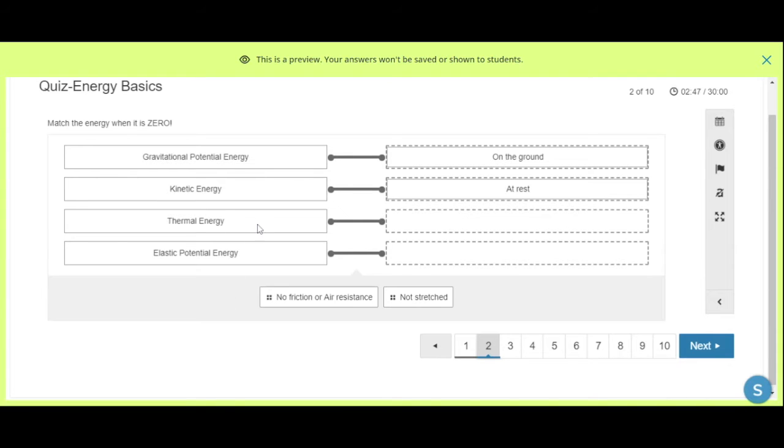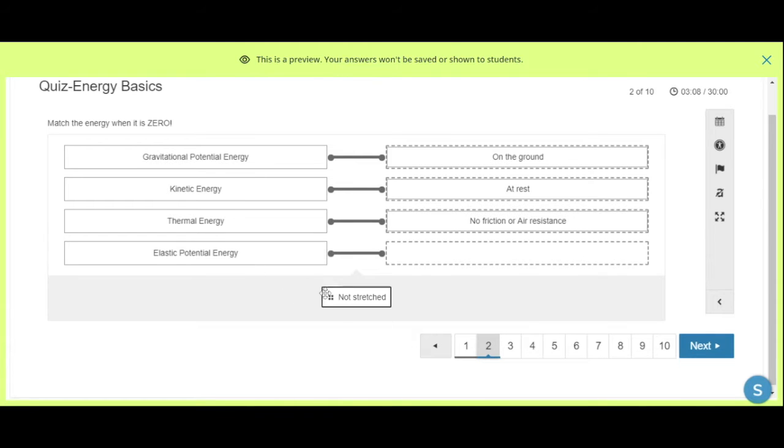Thermal energy, we said that deals with friction and air resistance. So it makes sense that we're not going to have any thermal energy when we don't have any friction or air resistance. So this is all a theoretical type thing, right? Because in the real world, we have friction and we have air resistance, but we're going to pretend that we don't, therefore eliminating thermal energy.